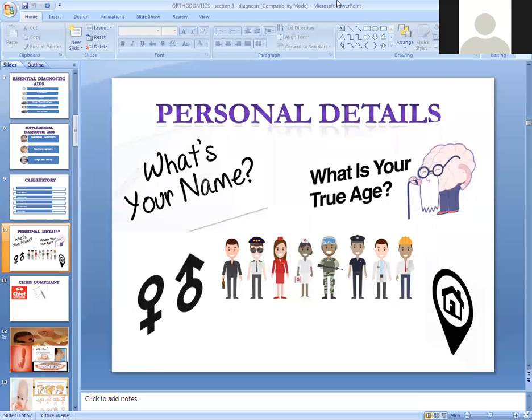Then you will note down the sex of the patient, female. Then occupation. Why do we need to ask occupation in the case history? Any rough idea? Can anybody tell? Rachana, tell us. Why should we ask the occupation? Occupation of the parents or the occupation of the patient? To know the socio-economic status of the patient, ma'am.